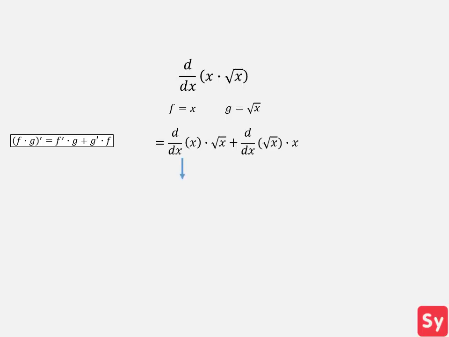We first want to compute the derivative of x. Using the power rule, this equals 1. Next, we compute the derivative of the square root of x. Using the power rule again, this equals 1/2 times x to the negative half. We plug in these values, and now we can simplify this to equal 3/2 times the square root of x, our answer.